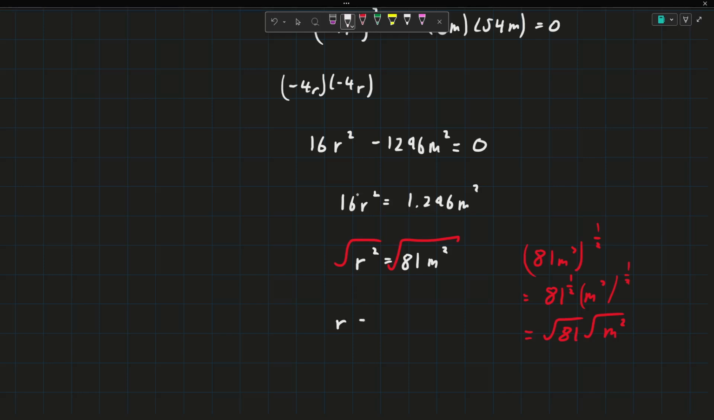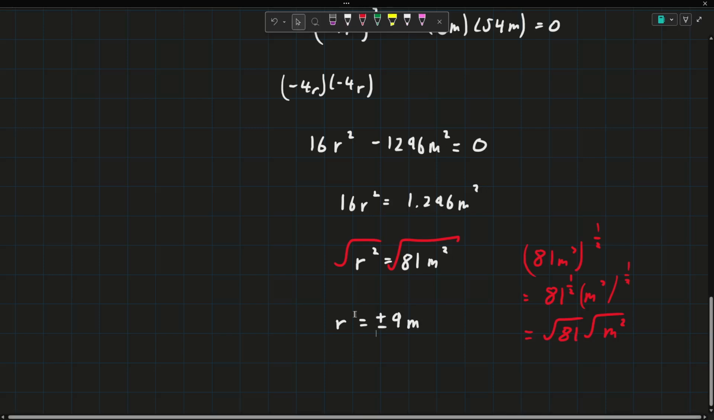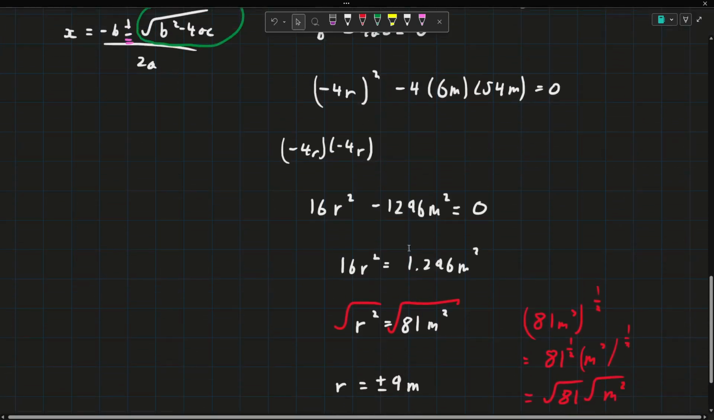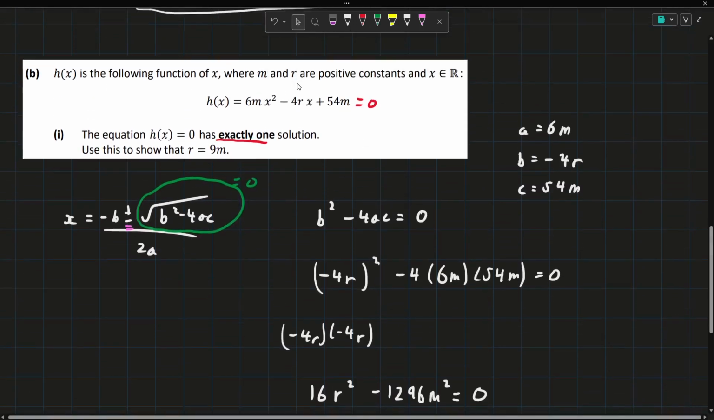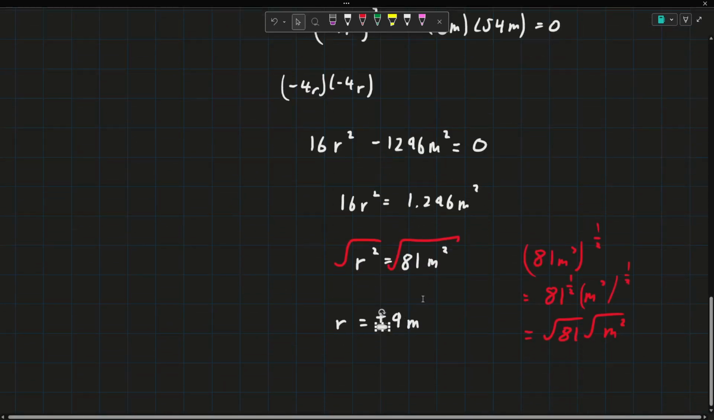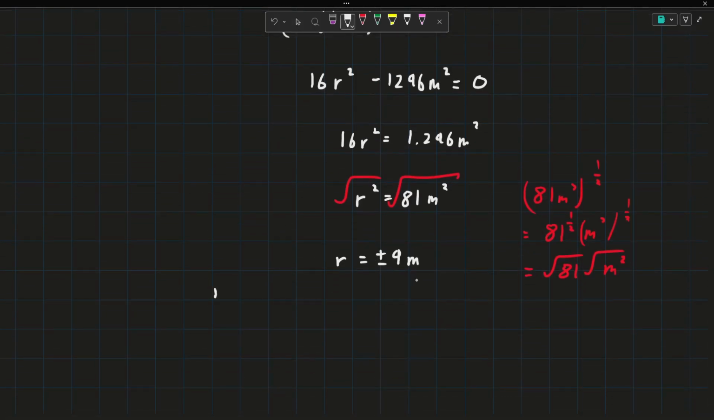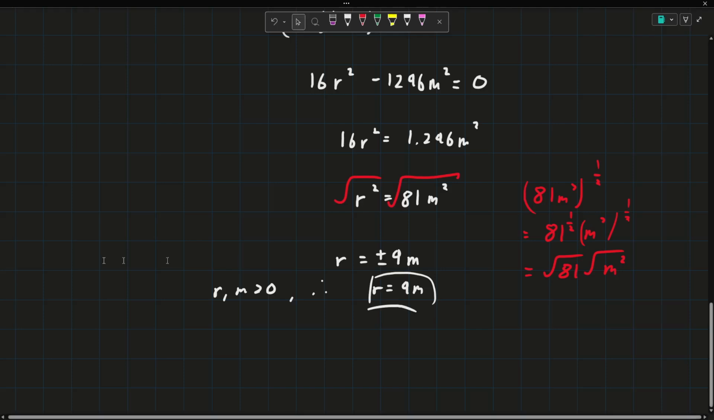So then we're going to get r equals 9m when we do those square roots, because the square root of 81 is 9, and the square root of m squared is m. And then we're going to have plus or minus, because when we square something, it could be positive or negative. But we're told that m and r are positive constants, so in reality, we only have to care about the positive solution. So r and m are greater than 0. Therefore, r is equal to 9m, and that is what they asked us to prove.